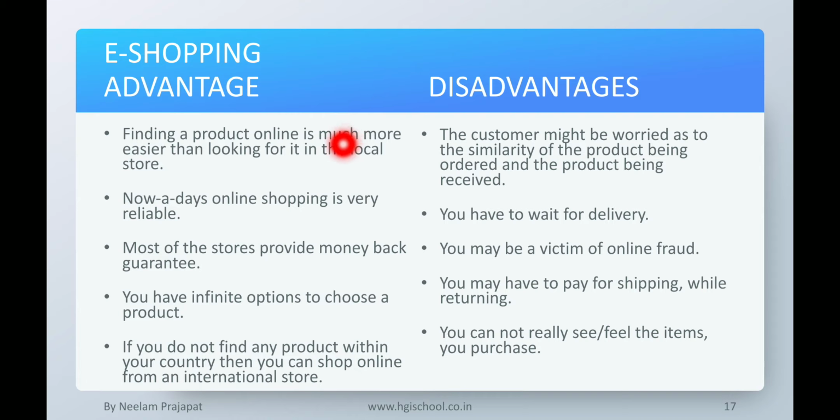Advantages and disadvantages of e-shopping. So here, finding a product online is much easier than looking for it in the local store. Nowadays online shopping is very reliable, and most of the stores provide a money back guarantee, and you have infinite options to choose a product. And if you do not find any product within your country, then you can shop online from an international store also.